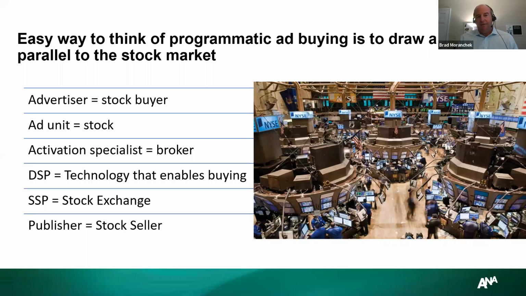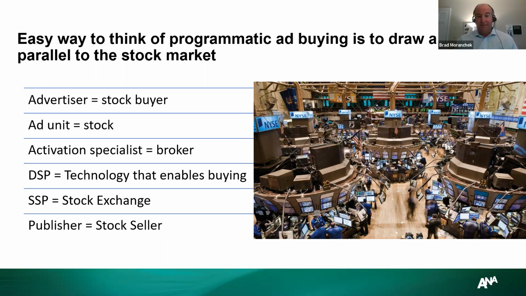So the really easy analogy to make between programmatic ad buying is to draw a parallel to the stock market when you think about it, right? If the advertiser is like the stock buyer, the ad unit is the stock. The activation specialist, so your agency team, is like the broker. They're going to go out there and help you get what you need. The DSP is the technology that enables the buying, which is what the stock exchange also has, platforms that help you do that.